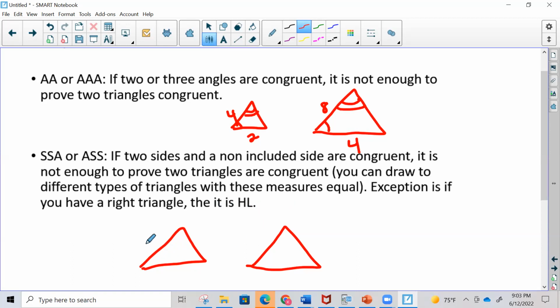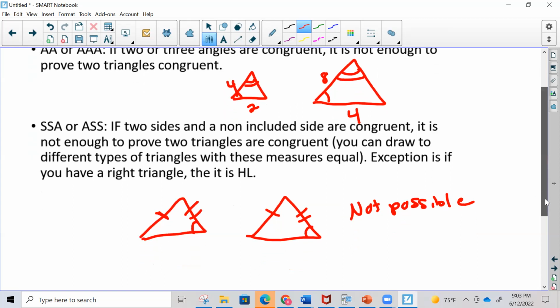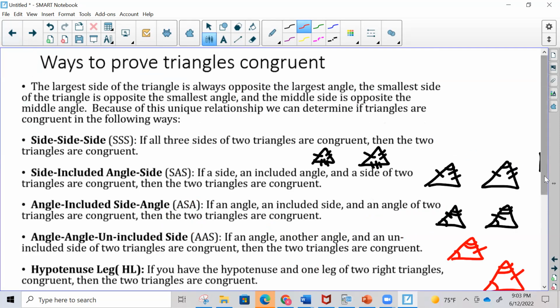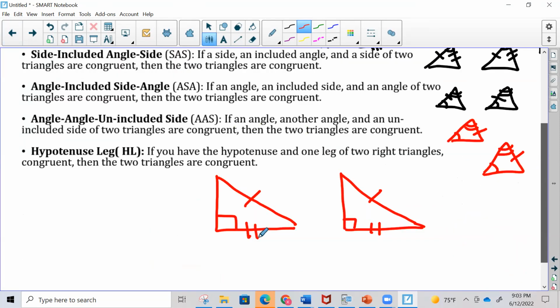So what this looks like is if I have a side, another side, and then an angle that's not directly in between them, this is not possible. It's not enough information to tell if they are congruent or not. Unless again, if it's the right angle, like HL is technically angle, side, side, but if it's a right angle, that's enough for HL.